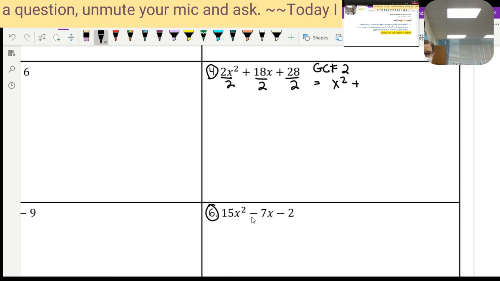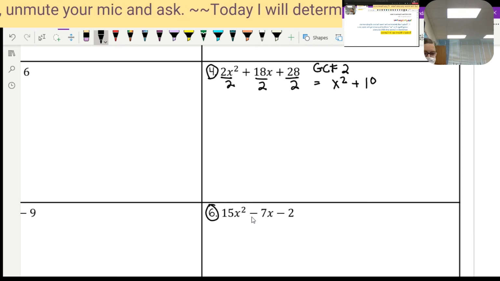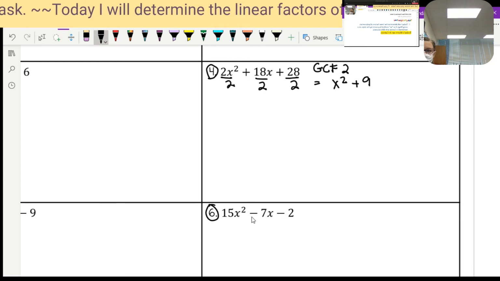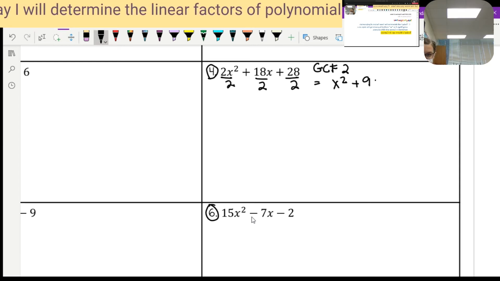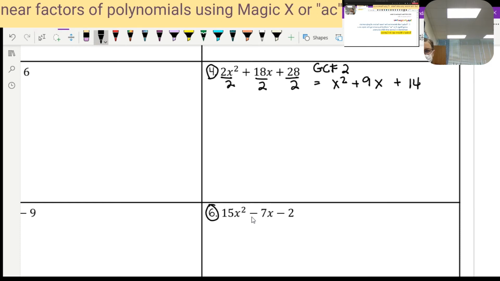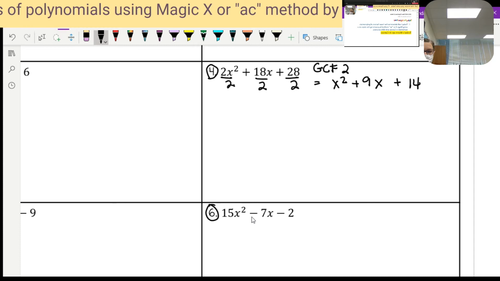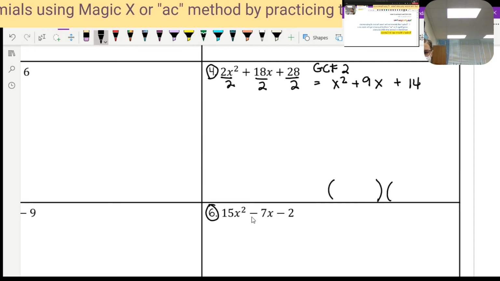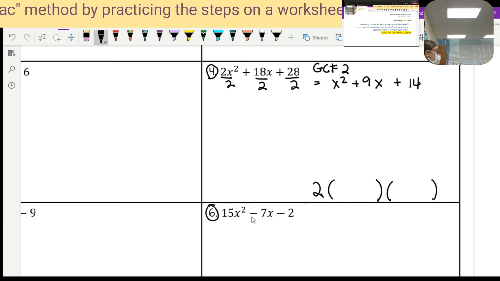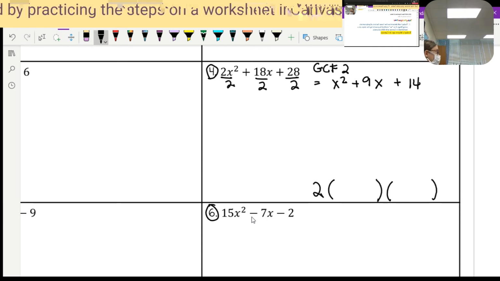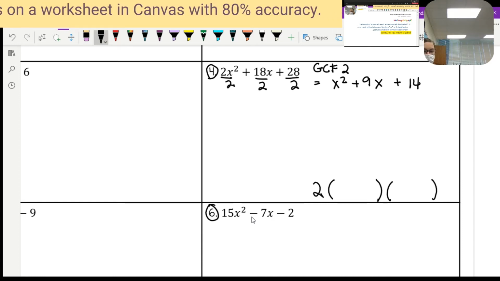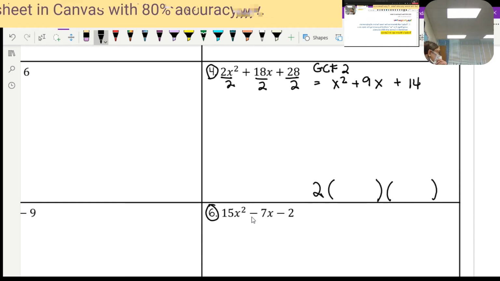plus 9 x plus 14. Okay, so I need to remember that when I get down to the bottom and do my parentheses that I've got to put a number 2 in front of it. So I'm going to do that right now so I don't forget, because that's still part of the factoring. Okay, there will be 3 factors for this one, 2 and then 2 linear equations.